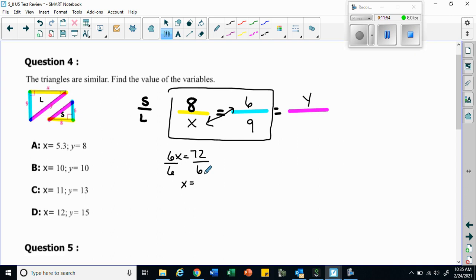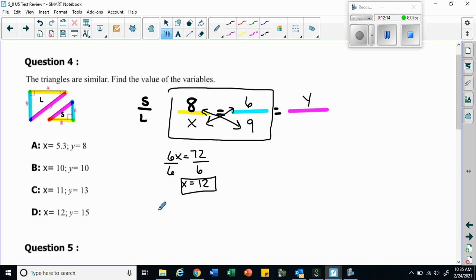So that's going to give me 12. So I found out that my x is 12. That's how I would do it the long way, right? I multiplied 6 and x, that gives me 6x. I multiplied the 8 and the 9, which gives me 72. I divided by 6, and it gave me x.